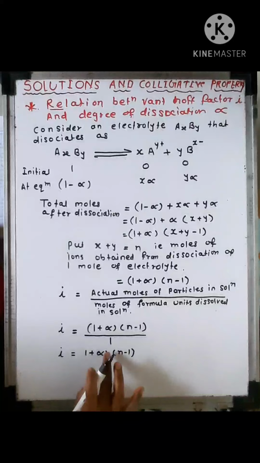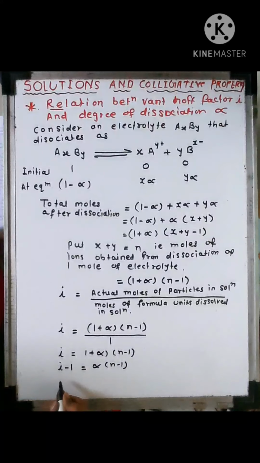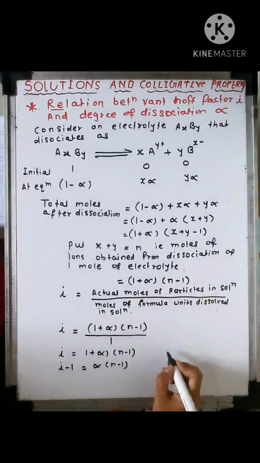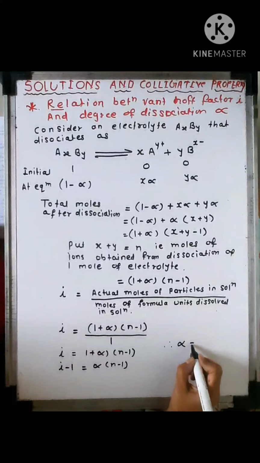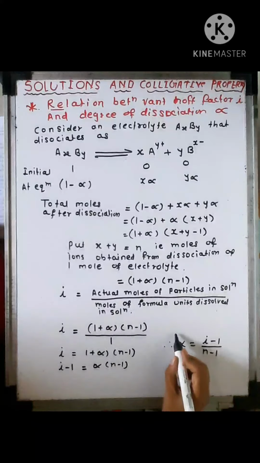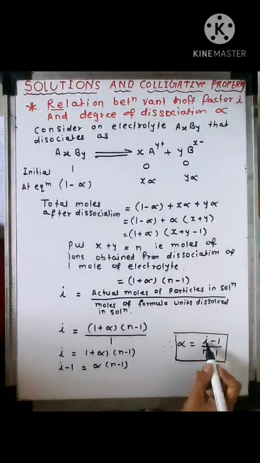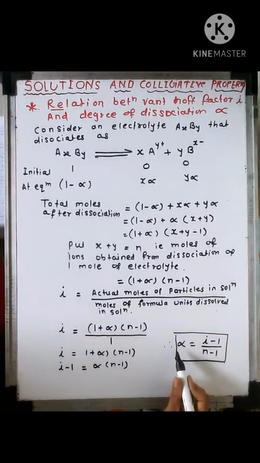Then this 1 is taken here. I minus 1 is equal to alpha into N minus 1, and therefore alpha is equal to I minus 1 upon N minus 1, and this is the relationship between Van 't Hoff factor I and degree of dissociation. Okay student, is it clear?